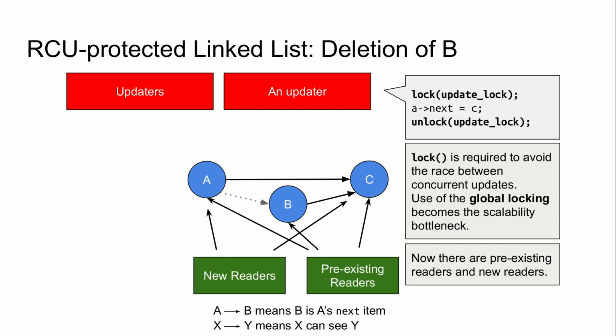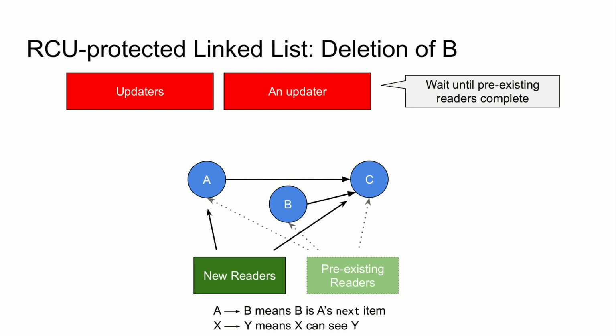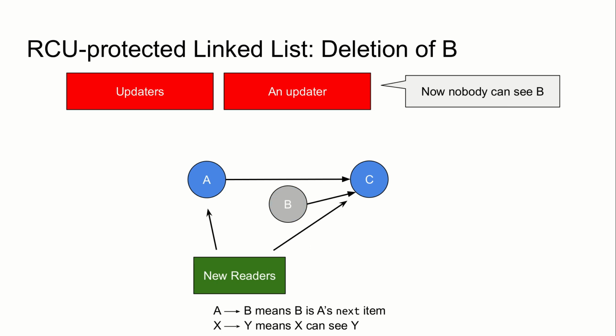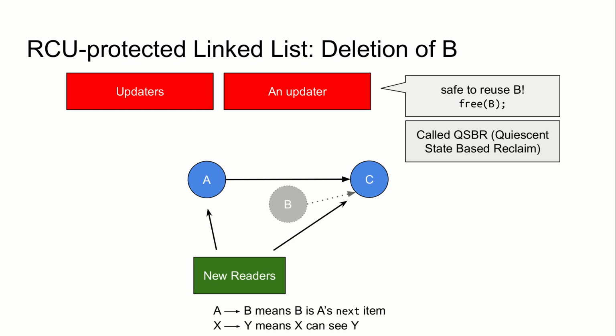After this update, now there are pre-existing readers and new readers. The pre-existing readers can still access A, B, and C, while the new readers can access only A and C now. Then the updater waits until the pre-existing readers complete. After the completion, nobody can see B. Therefore, it's safe to deallocate and reuse the memory region of B. This is called quiescent-state-based reclamation.